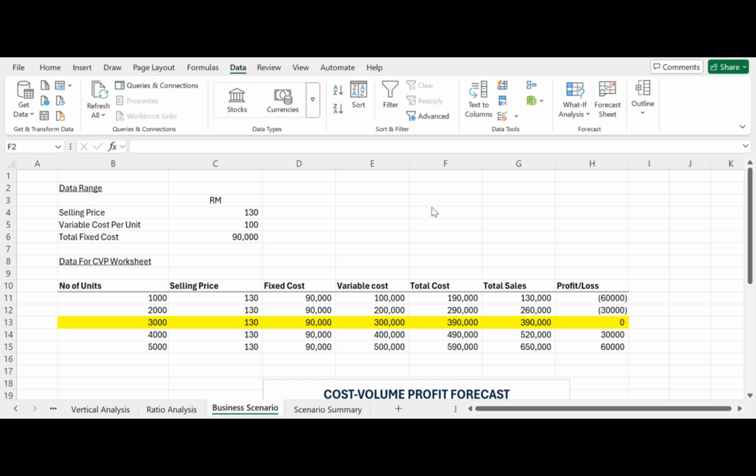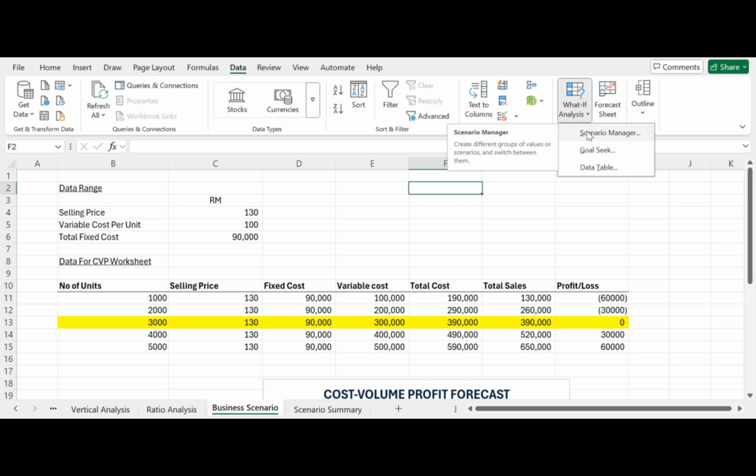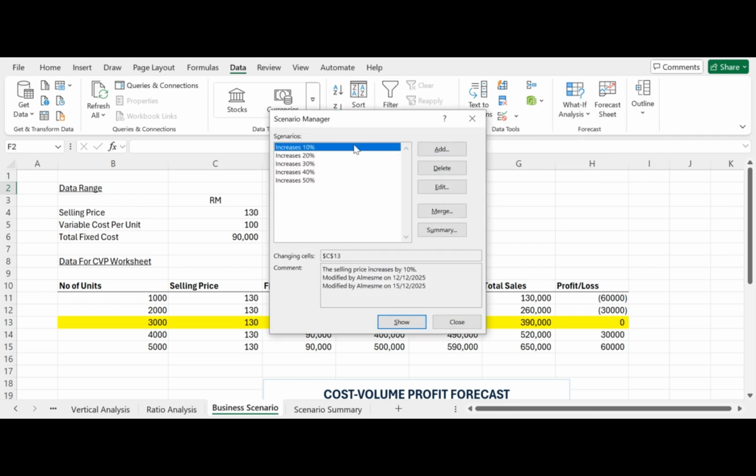What we want to do here is go to the data tab and choose what if analysis in the forecast command. We want to simulate a scenario where the selling price is changing, and see what the value of profit is when the selling price is changing. So we go to scenario manager.